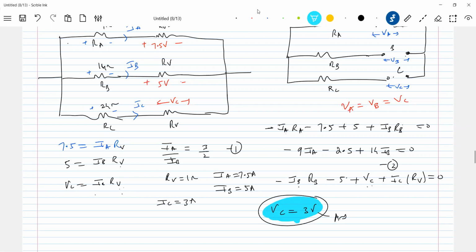In most numericals, it should be something related to KCL, KVL, or Wheatstone network, or something different. So nothing to do with any very big idea of the voltmeter ammeter.